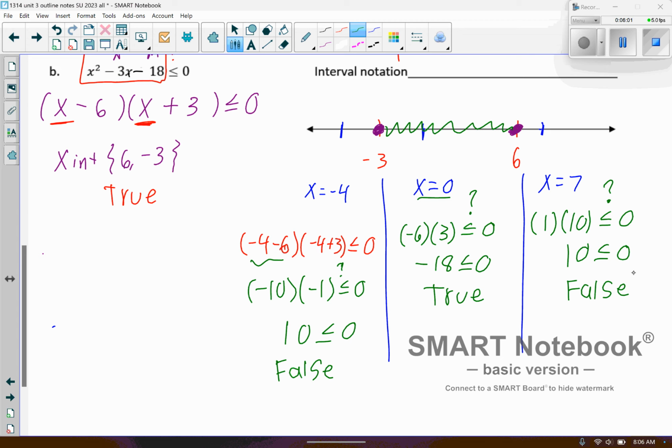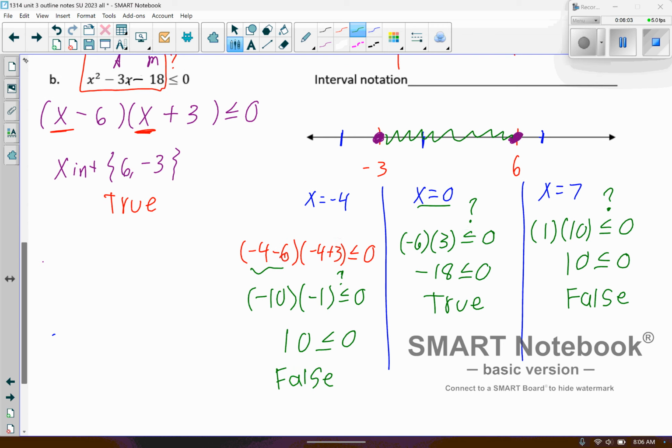So now I'm ready to go ahead and give my answer, which we want to give in interval notation. It's going to include my endpoints, so I'm going to use brackets. Anything between negative 3 and 6, including those values, if I were to plug them in, would give me a true statement for my inequality right there.